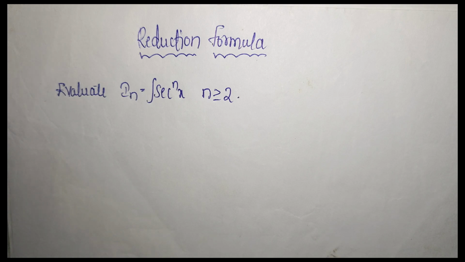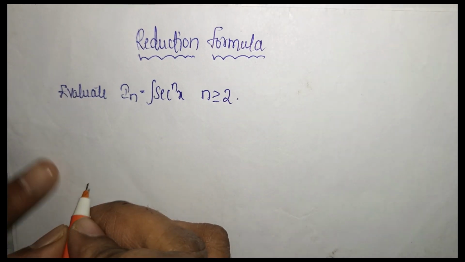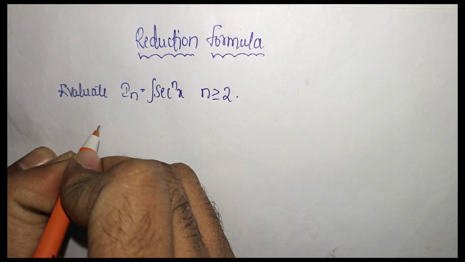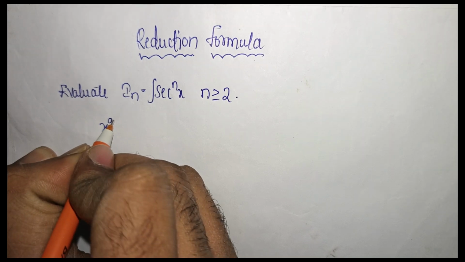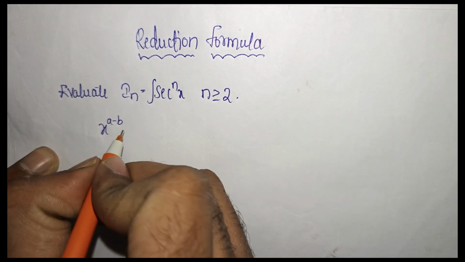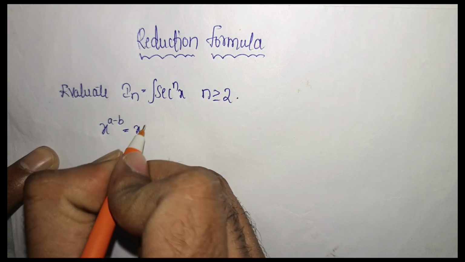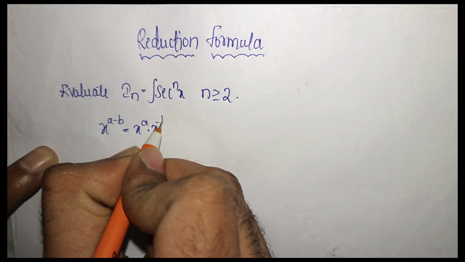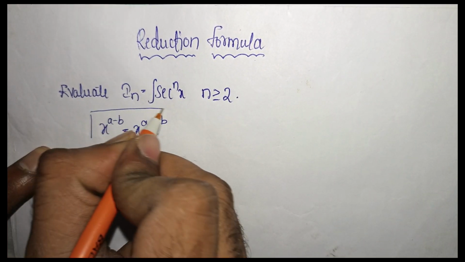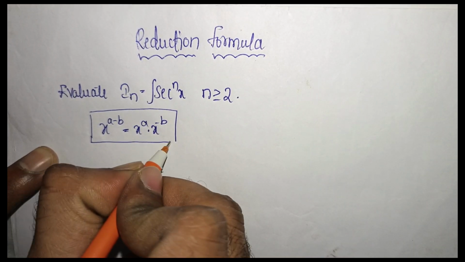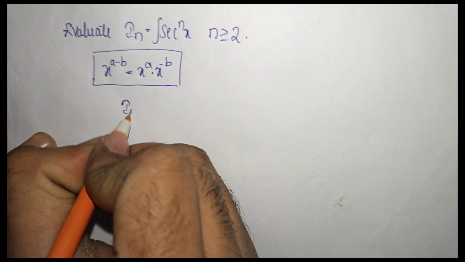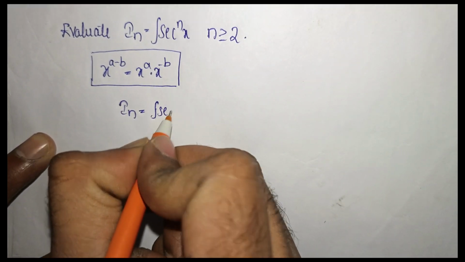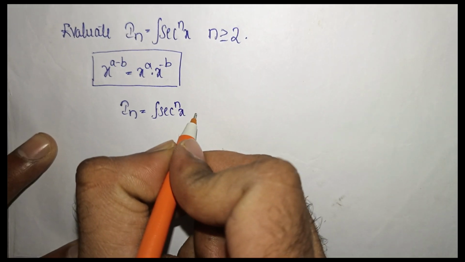Let's get started. First of all, the basic thing you have to know is that x to the power of a minus b can be written as x^a into x^(-b). This is the general thing you have to understand before starting to solve the problem. So the given question is I_n equals the integral of secant to the power n x dx.